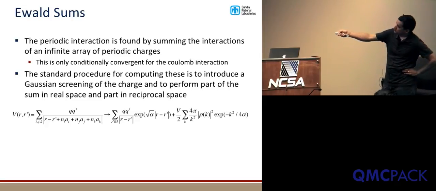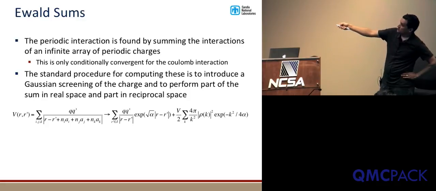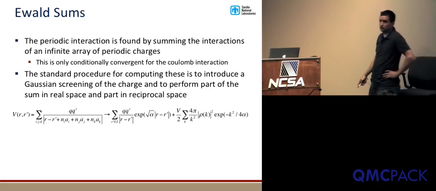So the way this works, we have this infinite summation. You've got a particle at r prime and another particle at r. And now we're going to sum over all of our lattice vectors in the three directions, right? So we use the fact that things are linear, and we screen that charge with some sort of Gaussian, right? And now we have something that converges nice and quickly in real space. Everything's going to decay. And then we put the other piece in reciprocal space, where things converge relatively quickly.